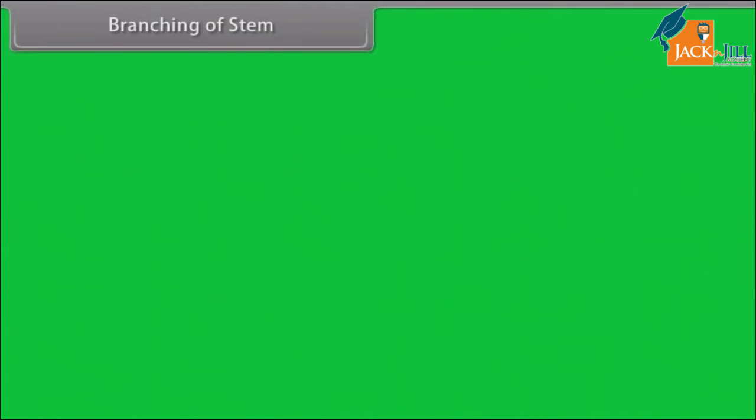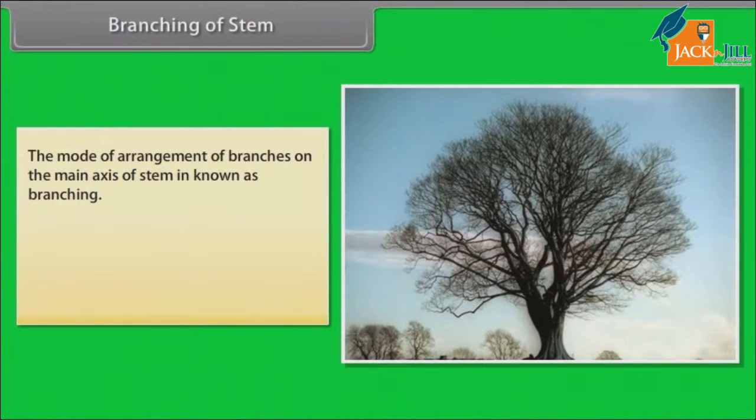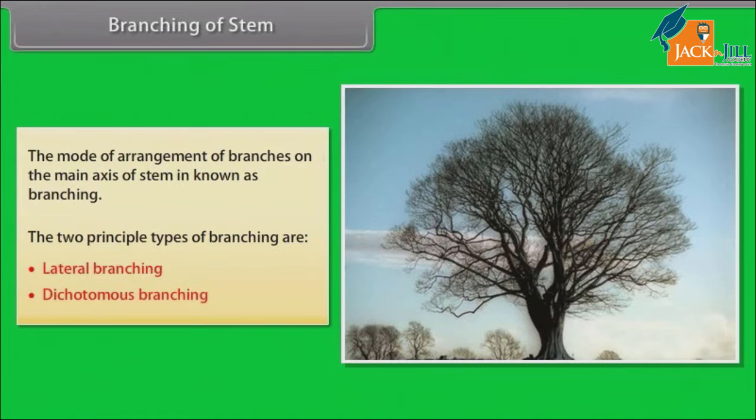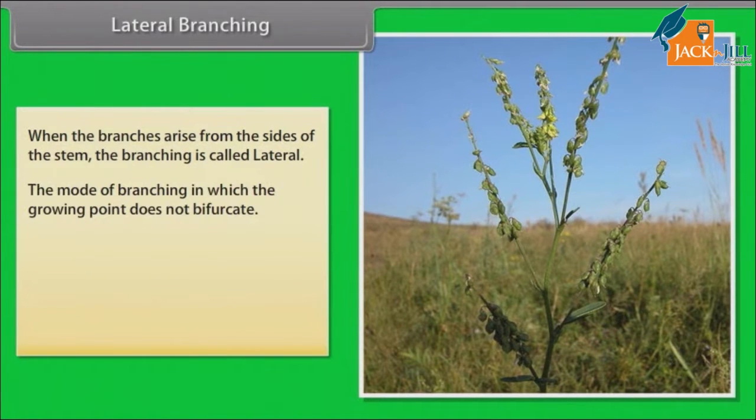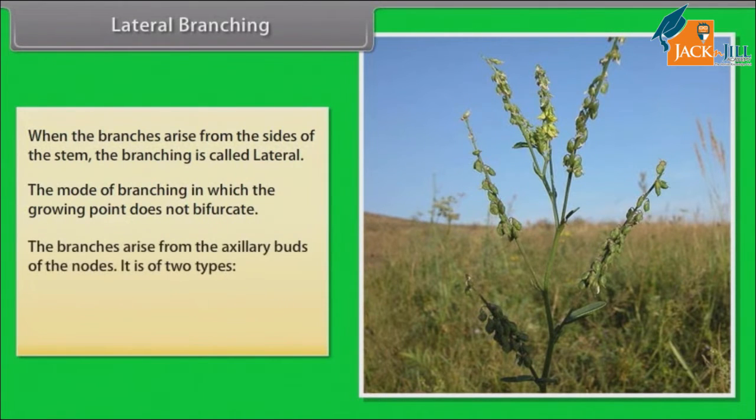Branching of stem. The mode of arrangement of branches on the main axis of stem is known as branching. The two principal types of branching are lateral branching and dichotomous branching. Lateral branching. When the branches arise from the sides of the stem, the branching is called lateral. The mode of branching in which the growing point does not bifurcate.